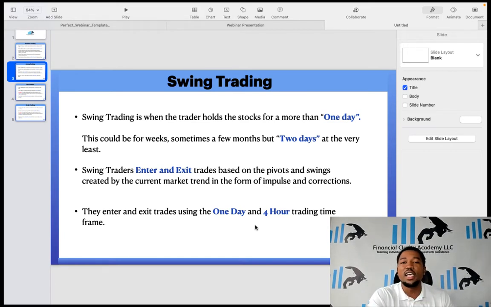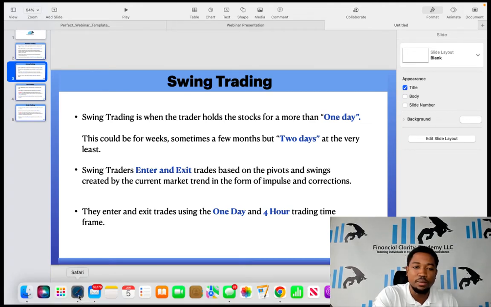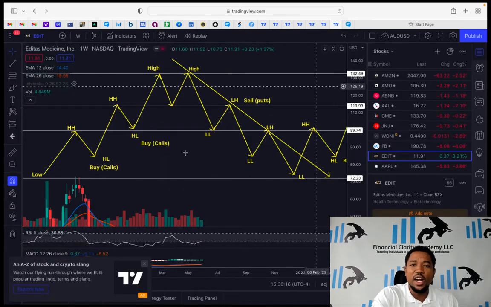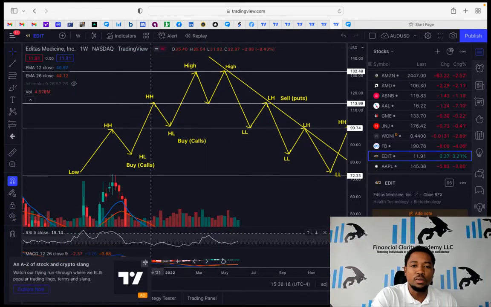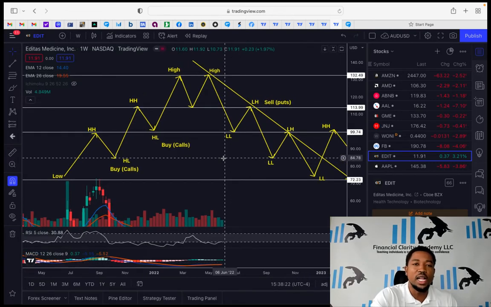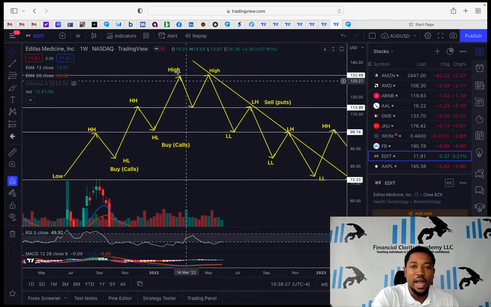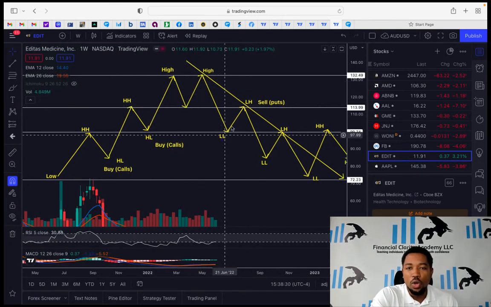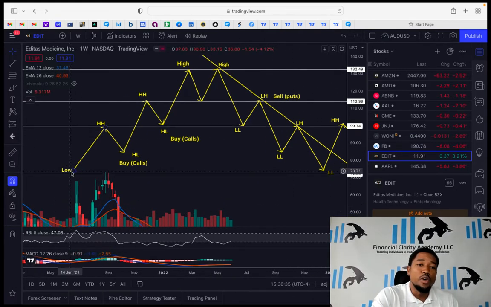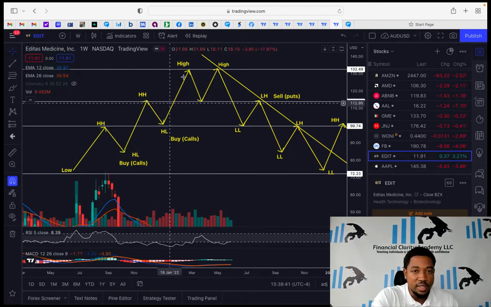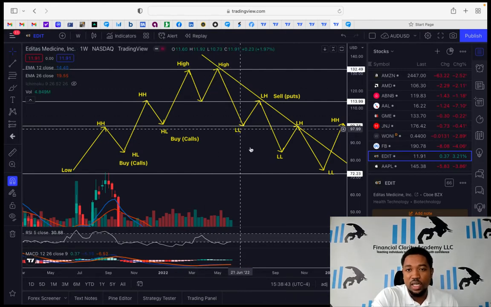So let's look at an example of how people enter and exit swing trades. So let's go to the chart. This chart I have drawn up here is what I show some of my students when I'm breaking down price action analysis. So the market makes higher high, higher low, higher high, higher low, higher low in an uptrend. Lower low, lower high, lower low, lower high, lower low, lower high in a downtrend, right? So the run, this is the impulse, this is the correction. This is the impulse, this is the correction. This is the impulse. Likewise, this is the impulse, this is the correction, right?